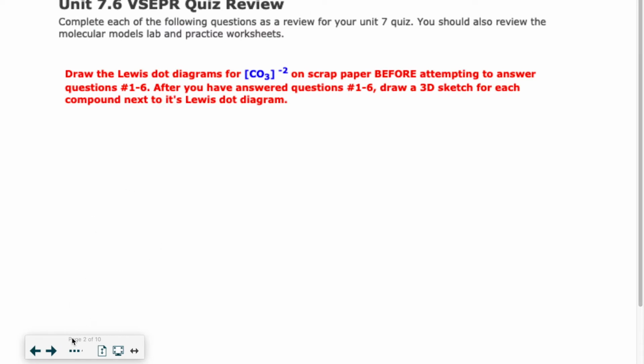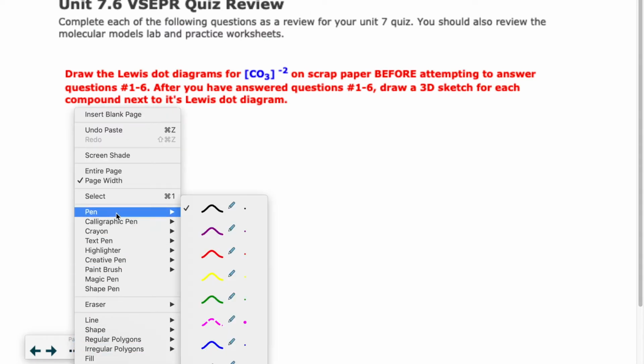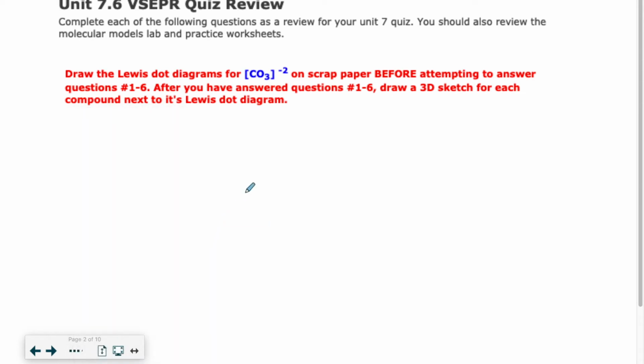For our first question, we need to fill in the Lewis dot diagram for CO3 with a -2 charge. And then this Lewis dot diagram is going to be used to answer the next 6 questions. We're going to start off with a carbon atom with 4 valence electrons, and then we have 3 oxygen atoms. So I'm going to include one on the left, one on the right, and then I'll put one on the bottom.